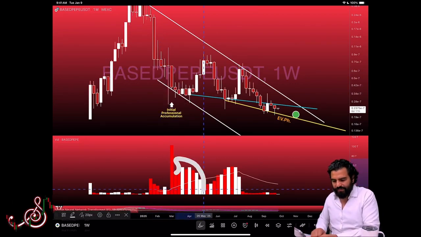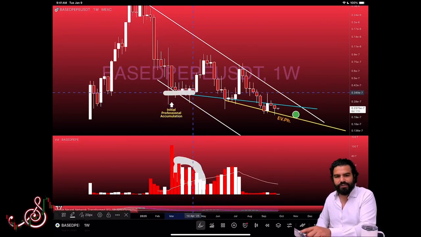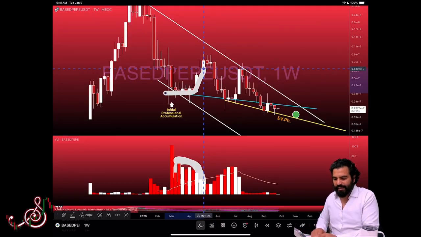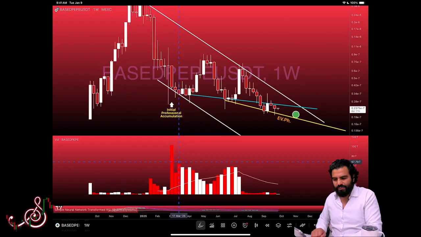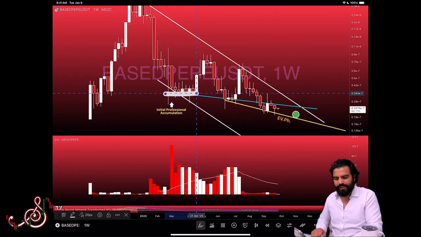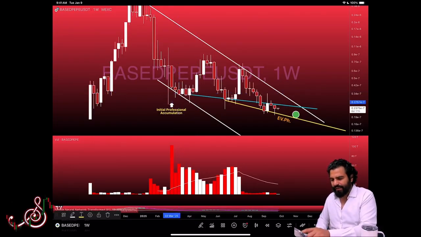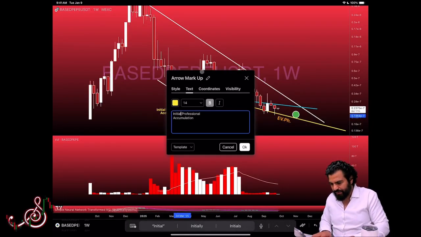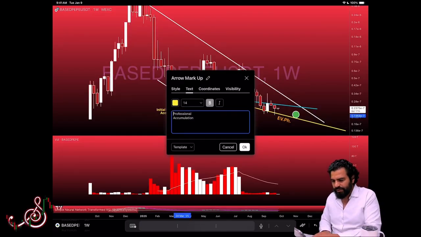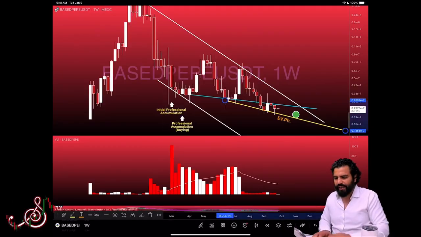Then the next volume that lasts pretty high for several weeks is just again to the right and up. So it's not falling on that activity. So this is more signs of accumulation. So we got our initial buying and then we got our continued buying, which we're just going to put our standard professional accumulation. So we can see buying is happening in these areas. Now I'll just put up buying.